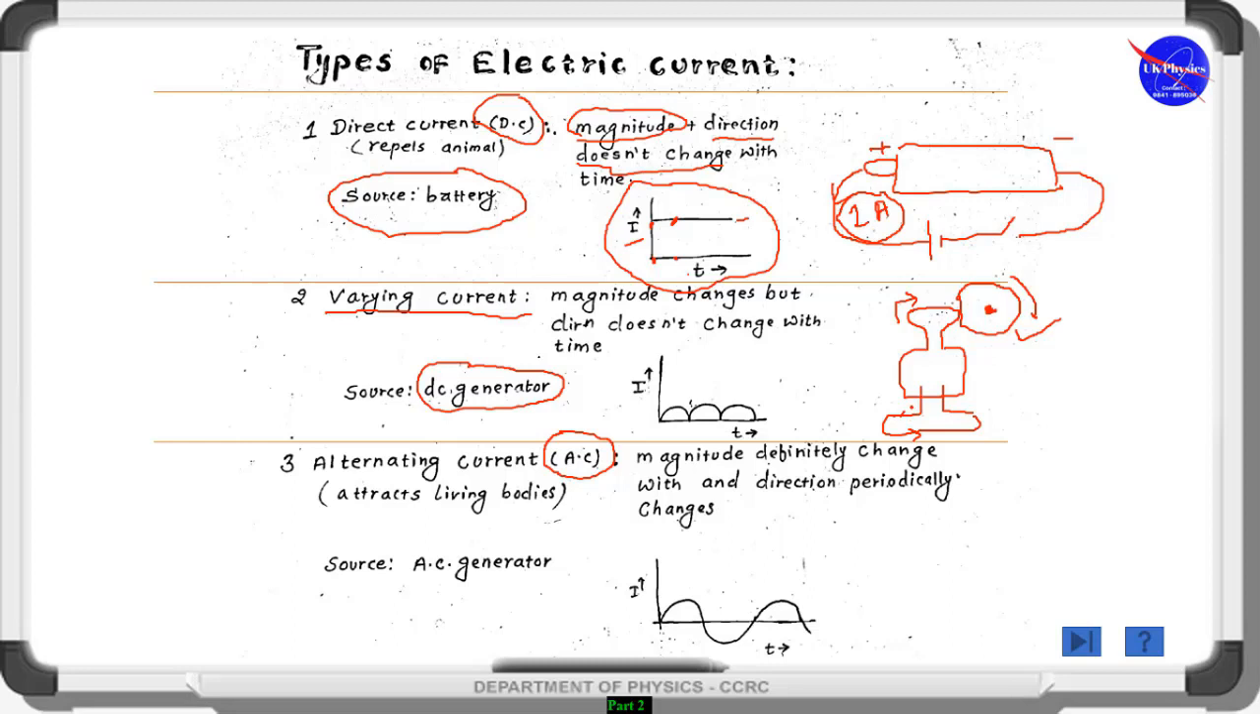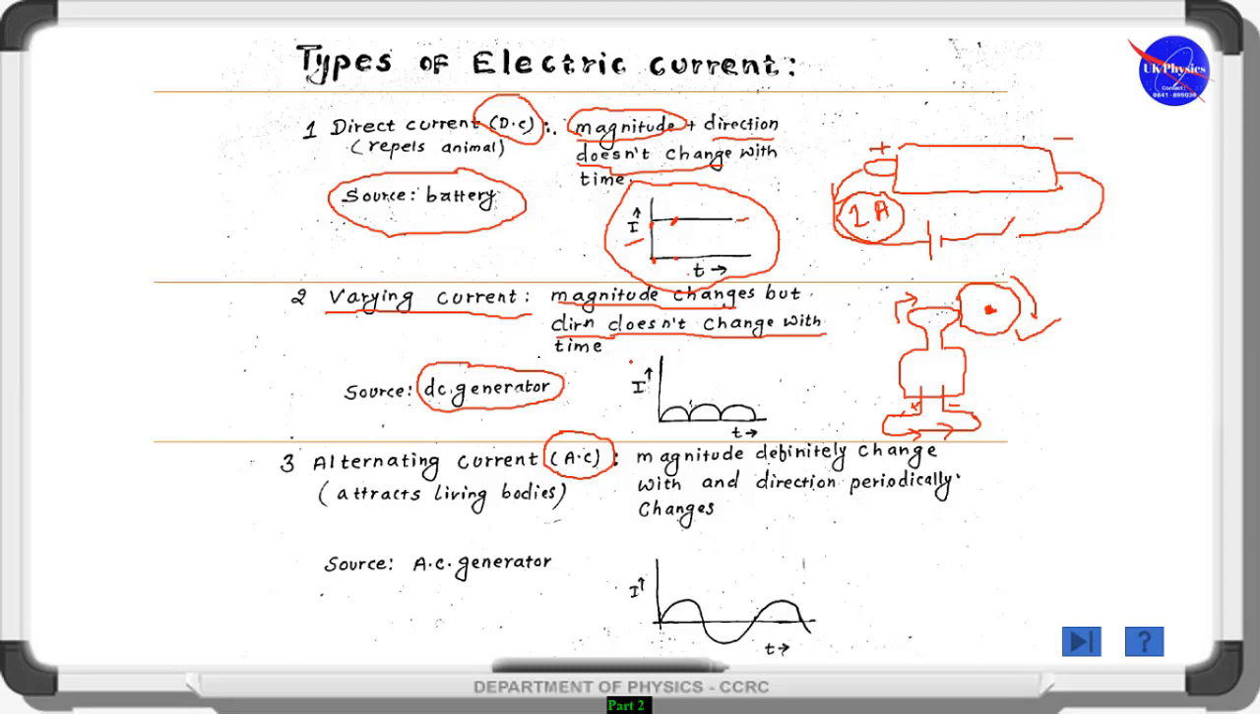That means if this one is the positive terminal and this one is the negative terminal, the current always flows in this particular direction. That means the direction does not change, but the magnitude changes because the magnitude depends upon the rotation of the tire. So in varying current, the magnitude changes, but the direction does not change with time.